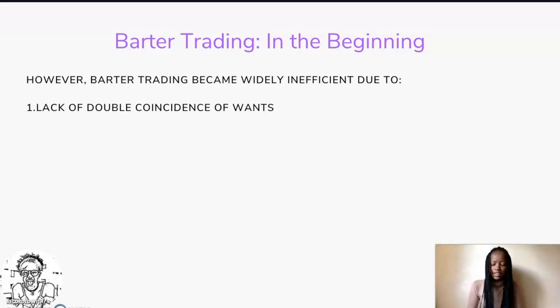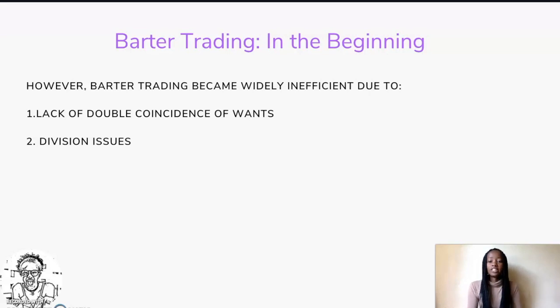An example is if Trader Joe had a bag of rice and he wanted some bananas in exchange, but Trader Mary only had a bag of apples, then trading could not happen because Mary does not have what Joe wants. Do you understand? So yeah, there had to be a coincidence of wants.